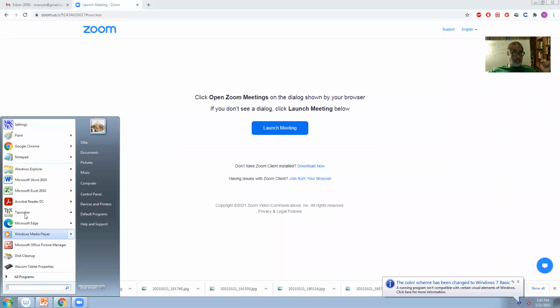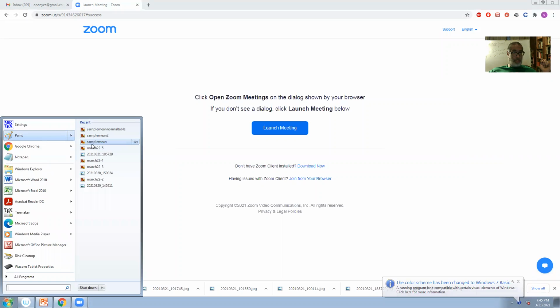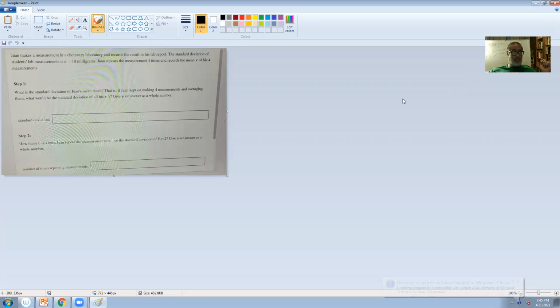This is based on student questions. So we'll go here and I'll go to Paint. First of all, let's take a look at this following question that you can see. The question says, Juan makes a measurement in a chemistry laboratory and records the result in his lab report. The standard deviation of the student's lab measurements is sigma equal 10 milligrams. Juan repeats the experiment 4 times and records the mean of his 4 measurements.